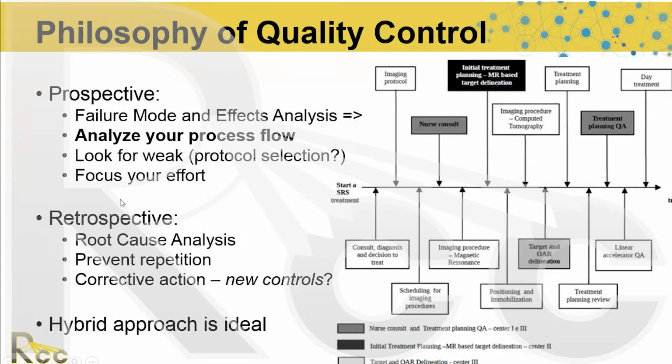The other philosophy of quality control is retrospective, and this is traditionally how it's been done. When something goes wrong, we want to know why it went wrong so it doesn't go wrong again. And so if there's a new control measure that needs to be implemented, because engineering controls are the strongest, if there's something that we need to change in the process in response to an error, that's kind of how it's always been done. The hybrid approach is ideal. We want to mix these two things. We want to do our best to avoid errors before they occur. And if they do occur, we want to look at them as learning opportunities and grow from them.